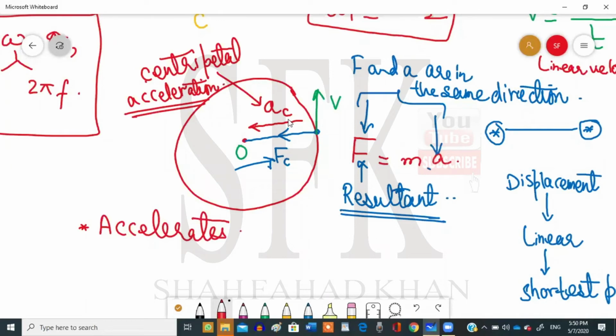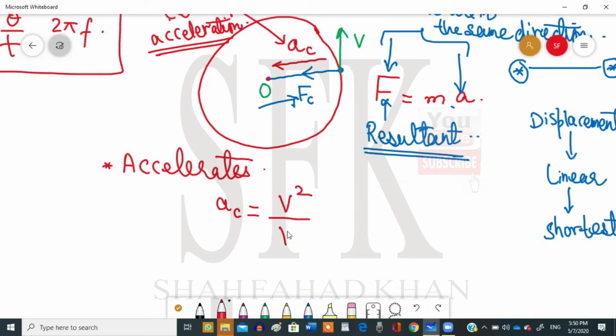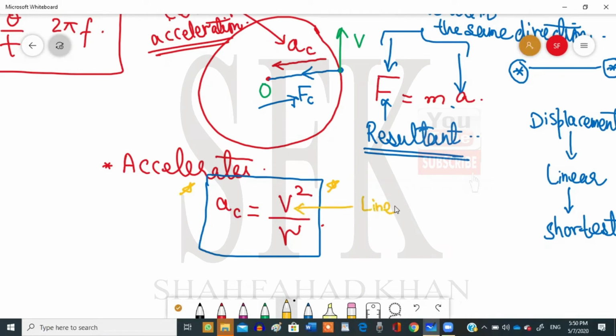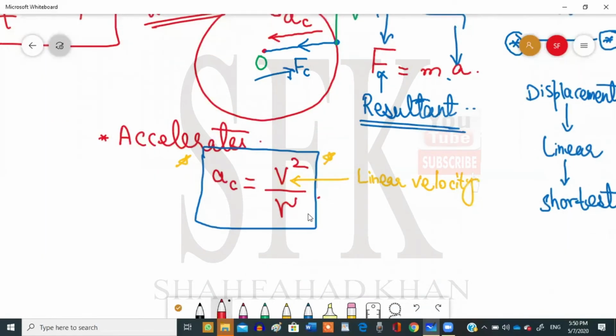And there is a direct formula for calculating the centripetal acceleration. Centripetal acceleration is equal to v squared divided by r. You don't need to know the derivation of this formula, you just need to memorize it. What is v? V is the linear velocity, or the tangential velocity, the velocity which is tangent to the circular path. In this case, it is shown by this green arrow, and r represents the radius of the circle. Using this formula, we can calculate the centripetal acceleration.